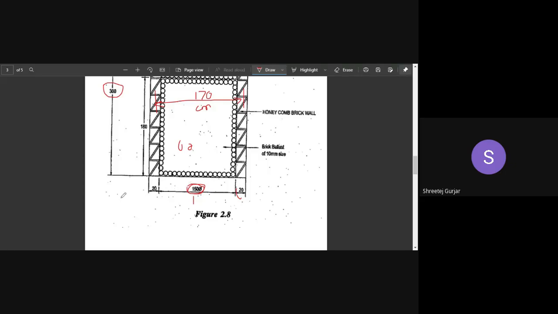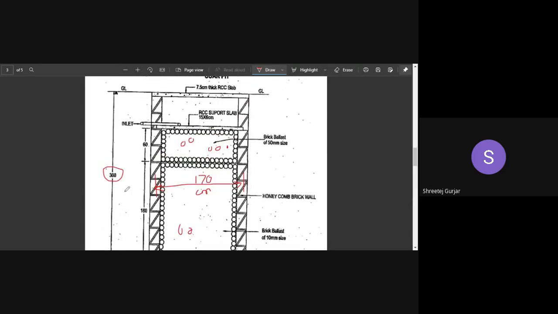Then length, what is length? Length is pi into dm, that is pi into 170 centimeters. You will get the length. And what is the depth of this entire thing? Depth of this entire thing is 300 minus the thickness of your roof slab. Remember, do not take the entire 300, reduce the thickness of your roof slab.